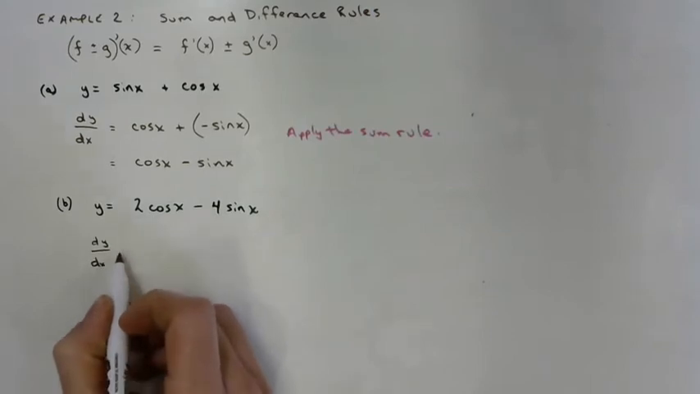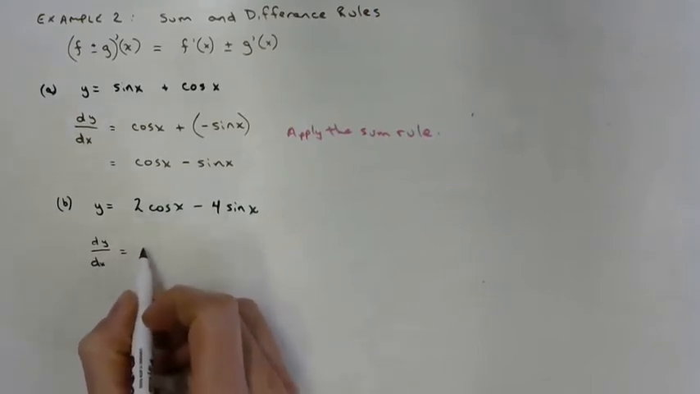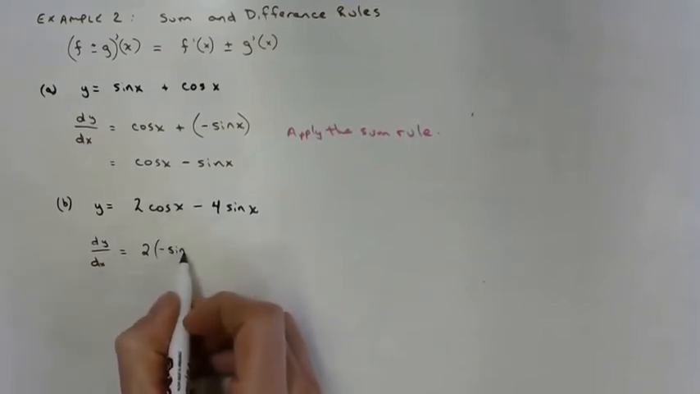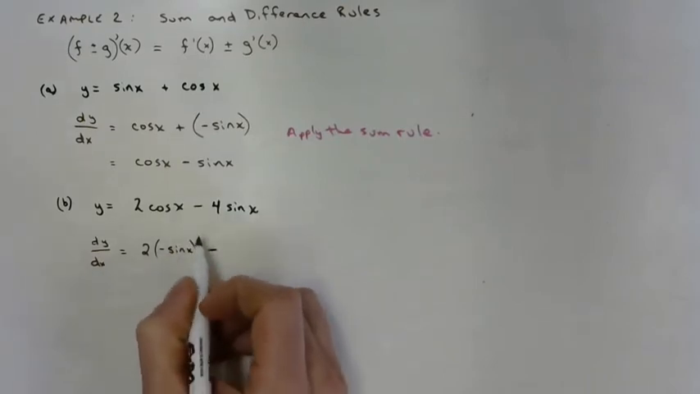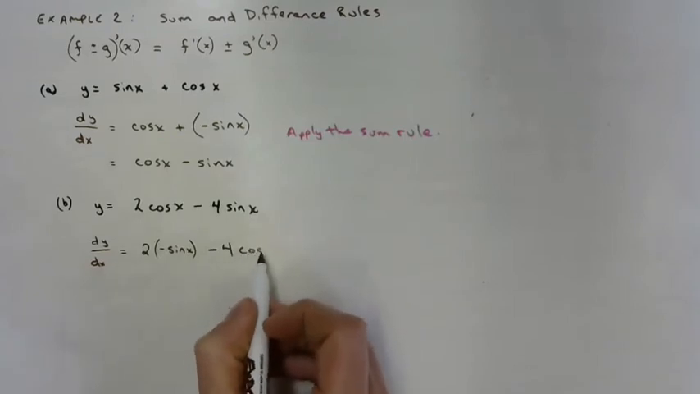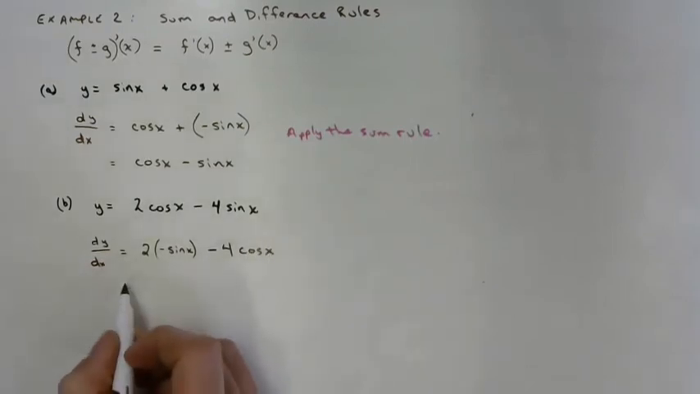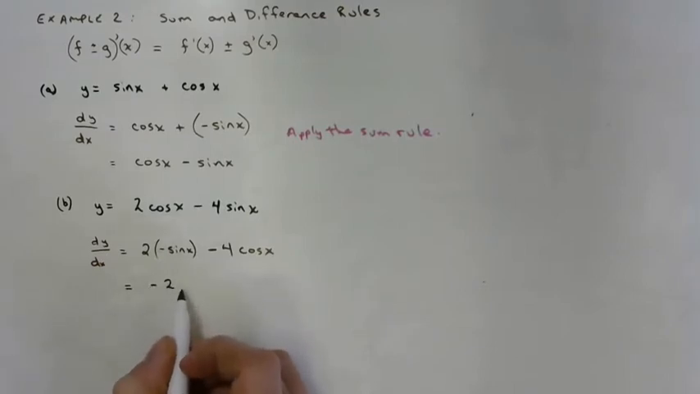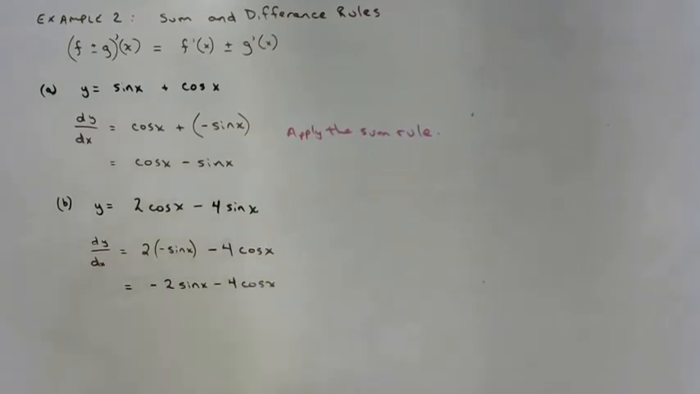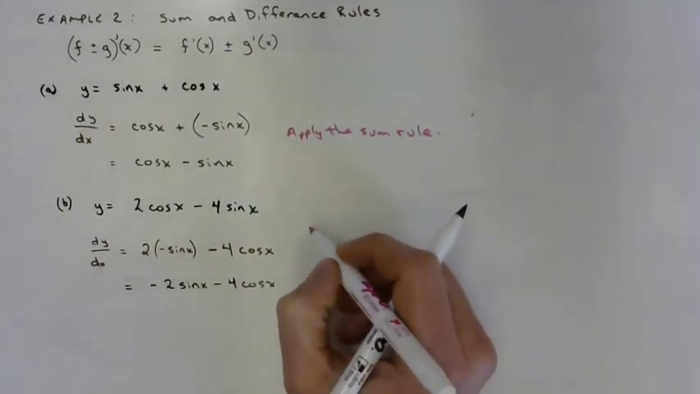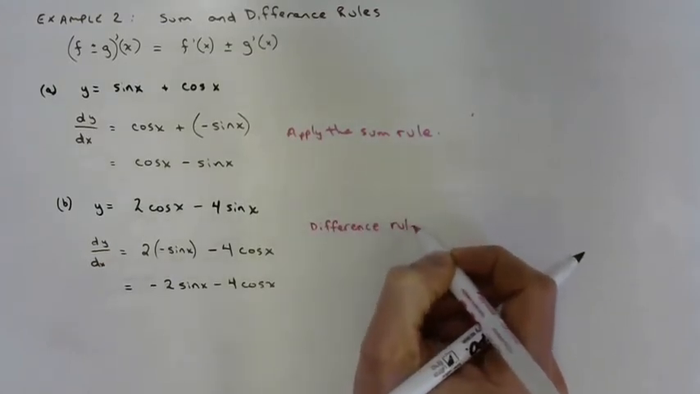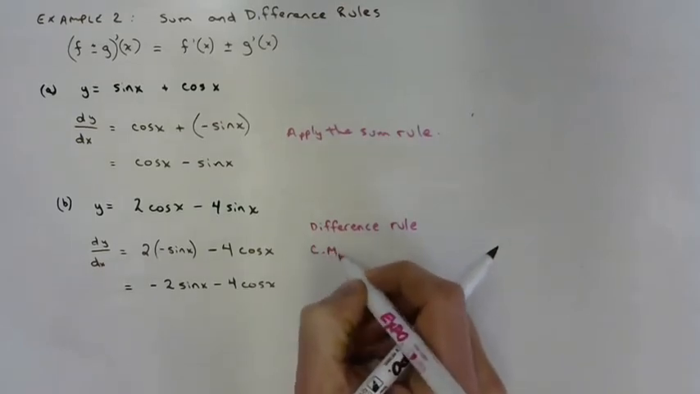So dy by dx, I leave this 2 out front and multiply it by the derivative of cosine of x, which is negative the sine of x. I'm going to leave that negative sign, negative 4 times the derivative of sine x, which is cos x, and reduce. This is negative 2 sine x minus 4 cosine of x. This was difference rule and constant multiple rule.